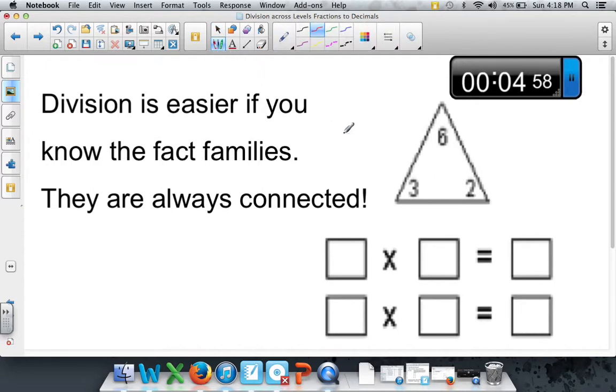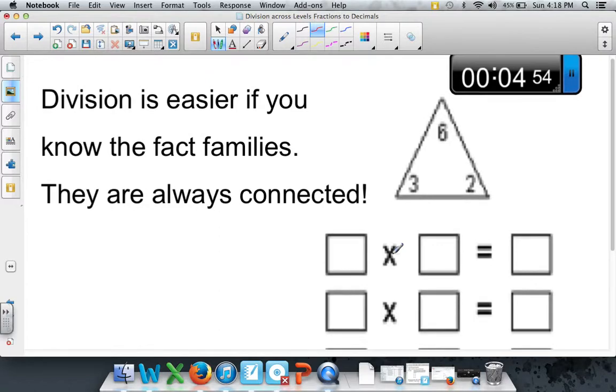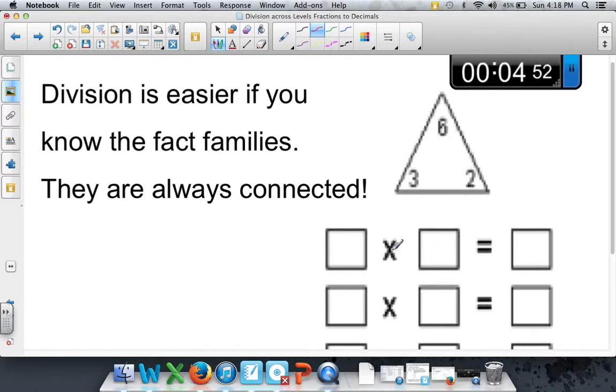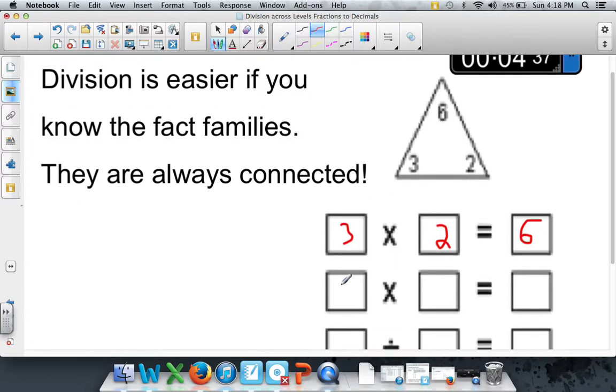First thing, as a kid your age, you just already have to know that division's way easier if you recognize that there are fact families. Look at this fact family triangle, for example. 6 is on the top. 6 is the answer in multiplication. 3 times 2 is 6. Hopefully you know that to be true. At the same time, 2 times 3 is also 6.